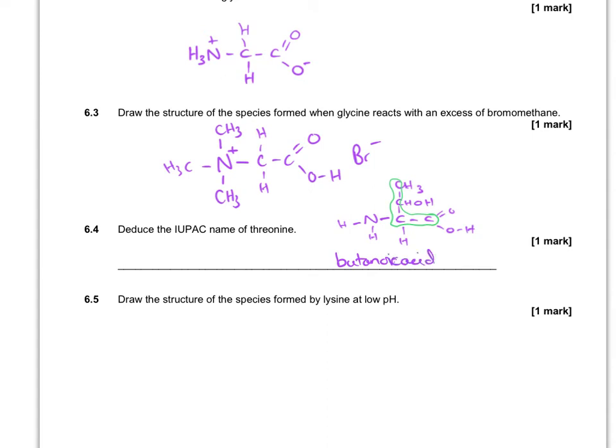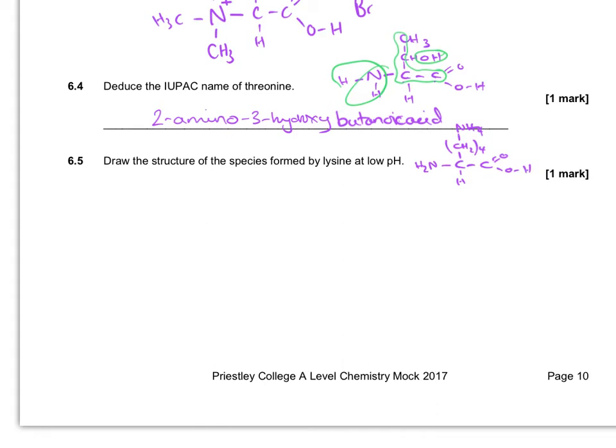Okay, then we can see what else is there. So we've got our amino group there, and we've got an OH group there. So we've got an amino group and a hydroxy group. You've got to use alphabetical order for these. So the amino group is going to go first. And the amino group is on 1, 2, on the second carbon. So we've got 2-amino, then 1, 2, 3 hydroxy, butanoic acid.